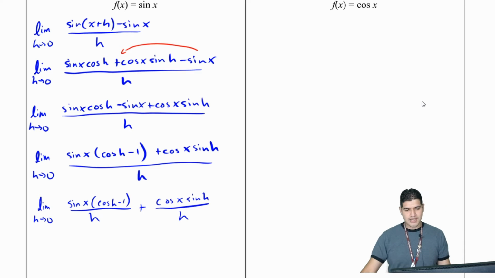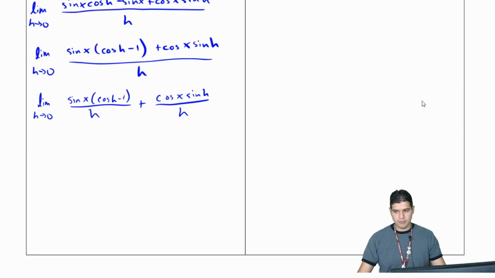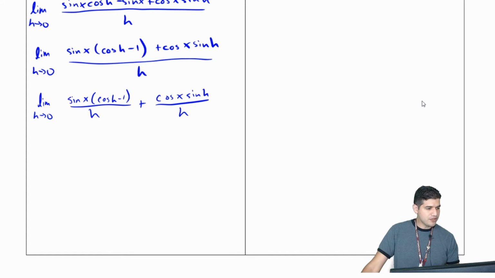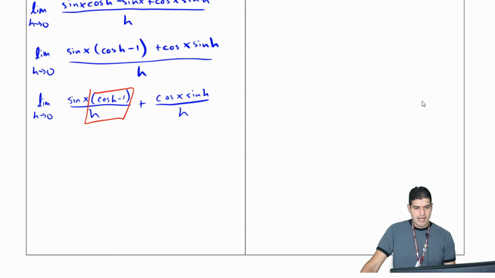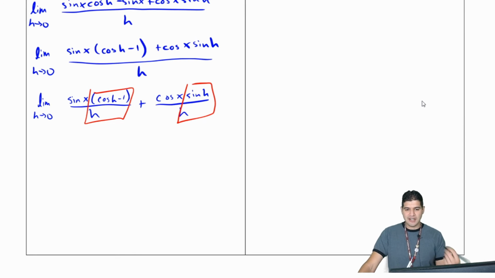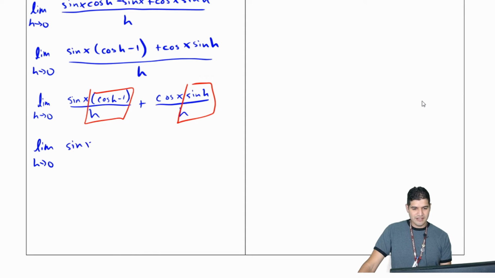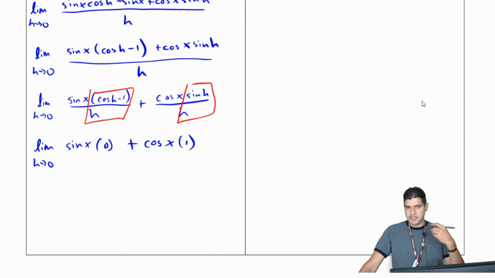Okay, and what's going to happen with this? Let me scroll down a little bit to get some more space. Well, if you look here, you're going to see some things that you recognize: cosine of h minus 1 over h and sine of h over h. When we find those limits, we get the limit as h approaches 0 of sine of x times, well, cosine h minus 1 over h is 0, plus cosine of x times 1. Sine of h over h is 1.